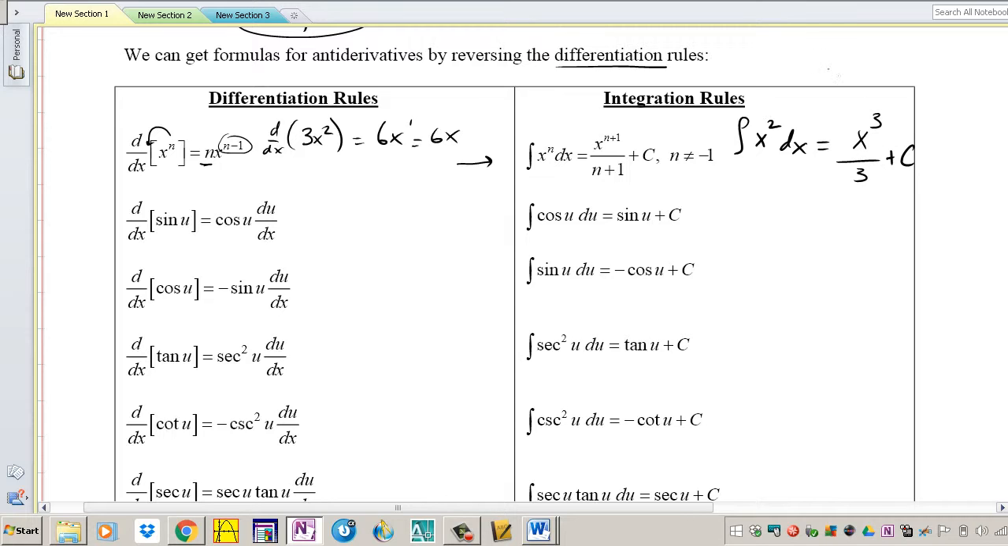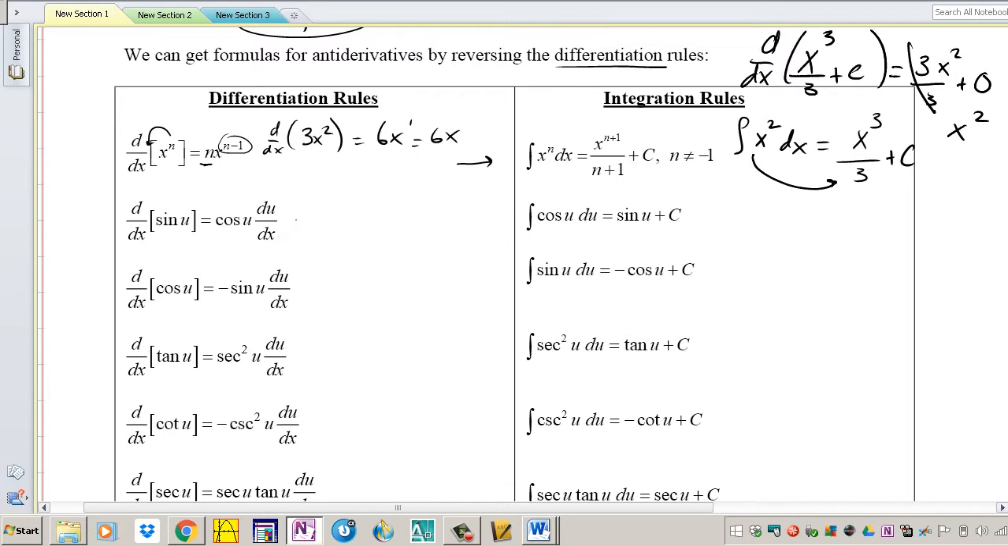Let me go ahead and take the derivative of x to the third over 3 plus c. What is the derivative of x to the third? It's 3x squared over 3. What is the derivative of plus c? C is a constant, by the way. The derivative of any constant is always going to be 0. The 3's cancel, and x squared is the derivative. So the integral of x squared is x to the third over 3 plus c.